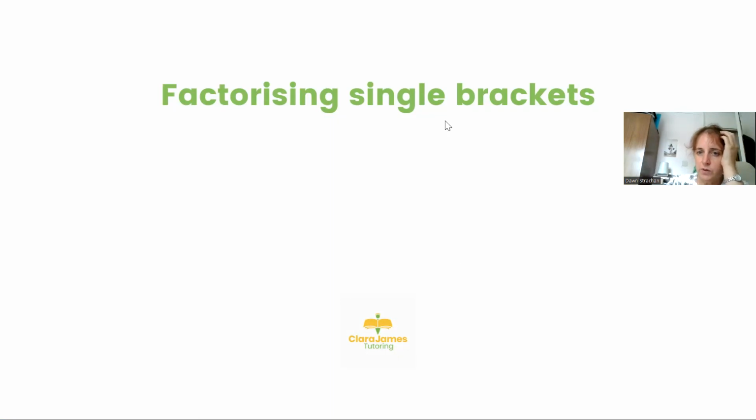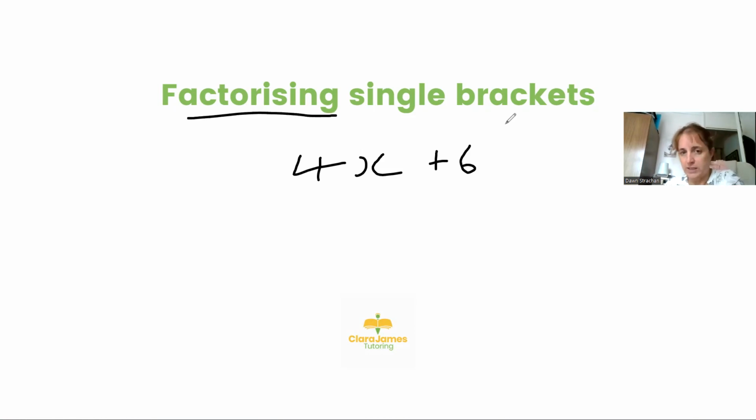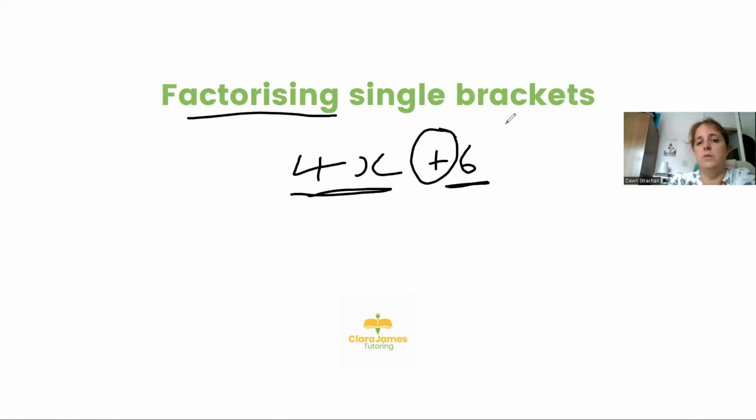So the first one we'll look at is 4x plus 6. Factorizing basically means putting it back into brackets. So what we need to do is find something that's on both sides, a factor that's common to both sides. In this example, it's going to be 2. So 2 will go into 4 and 2 will go into 6.